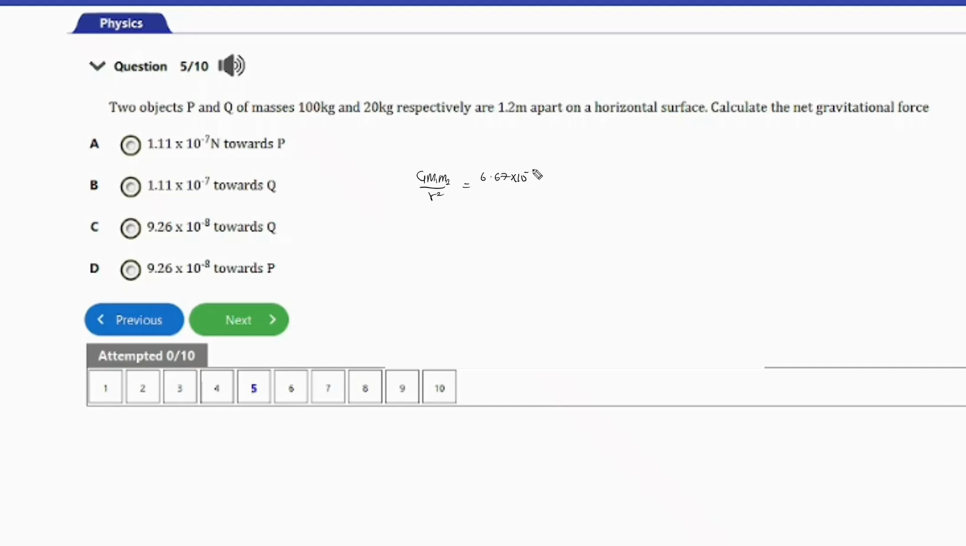That's 6.67 times 10 to the power of negative 11. So this will be multiplied by the mass 1, which is 100, times the mass 2, which is 20, then all over the square of the distance between them, the square of 1.2 meters. So guys, when we go ahead and calculate this out, we're going to have 9.26 times 10 to the power of negative 8, and that's option C here. So that's the answer to this question. Let's go ahead and consider the next question, guys.